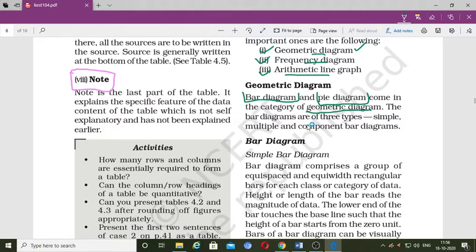The bar diagram is further of three types. Bar diagram may be simple, it may be multiple, and it may be component bar diagram. We will see all these cases one by one. What is simple bar diagram?